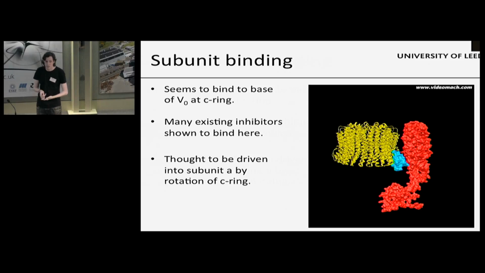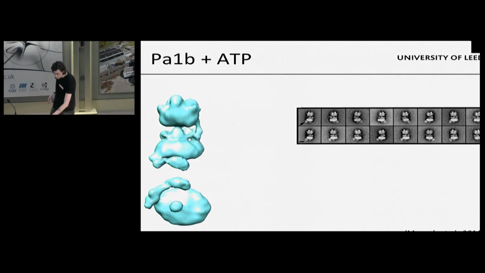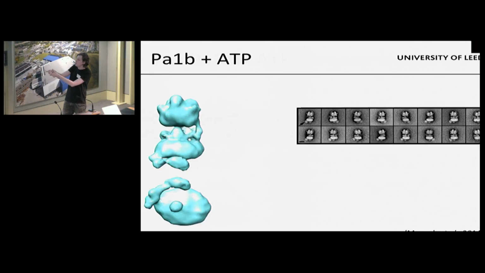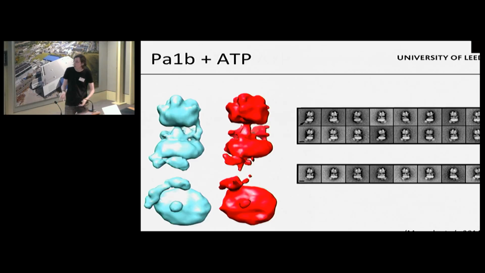So the obvious way to test this, you add ATP to the sample, and what you should see is a localization of the inhibitor to a single point at the CA subunit interfaces. So that's exactly what we did. And again, before addition of ATP, you have this 120-degree arc here. After addition of ATP, you get localization to a single point. That's great. That's what we wanted.